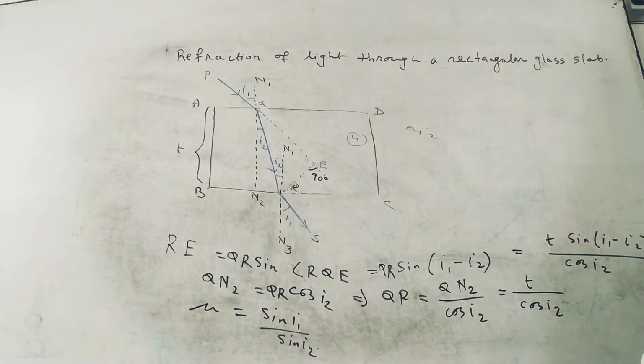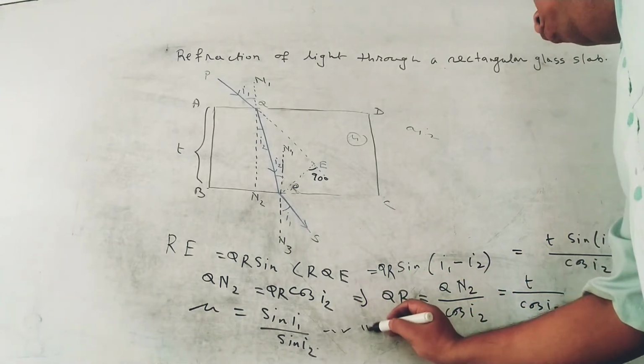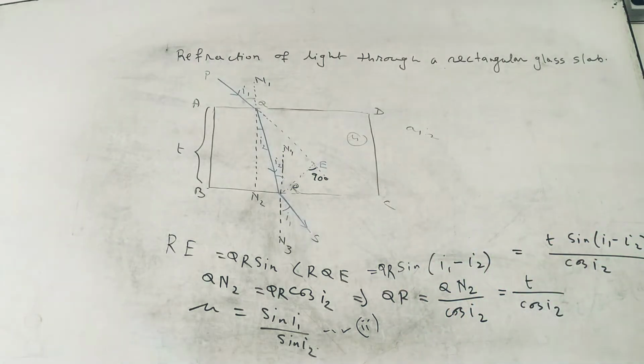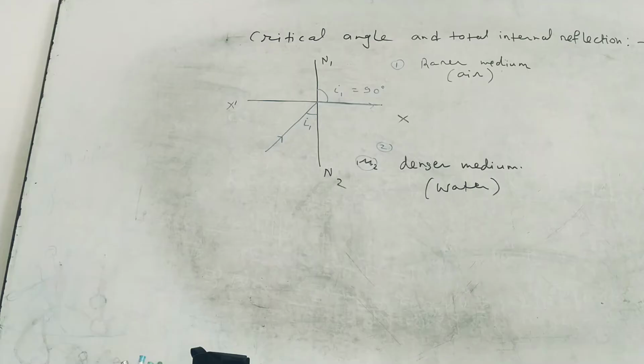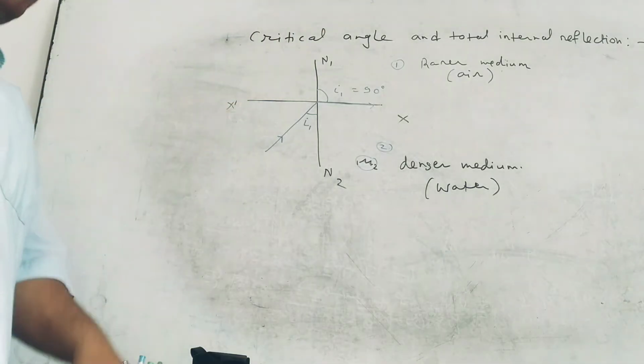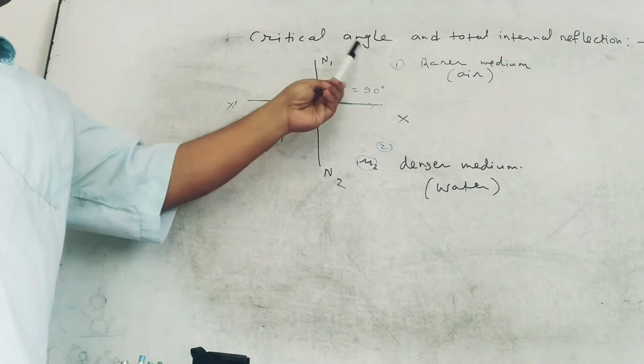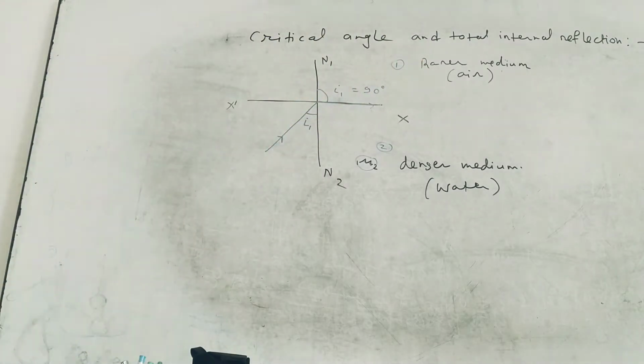From this relation, equation number 1 and equation number 2, you can also find the lateral displacement of the light. The next topic is critical angle and total internal reflection.